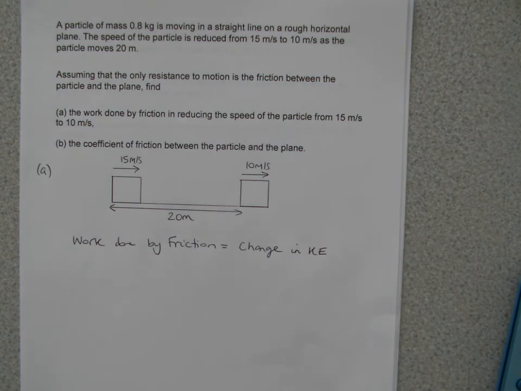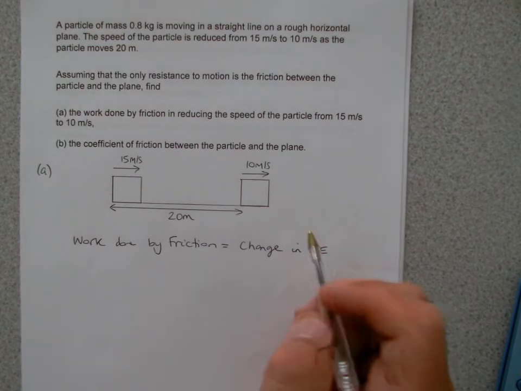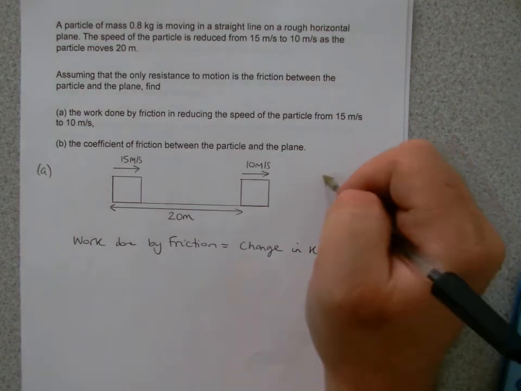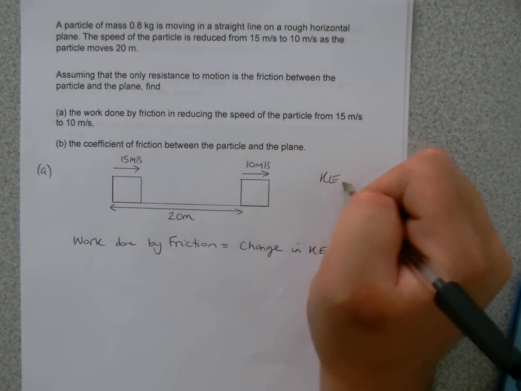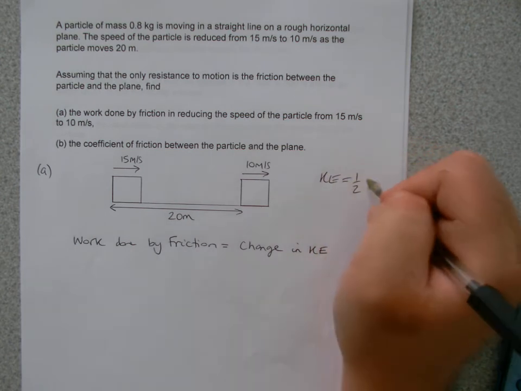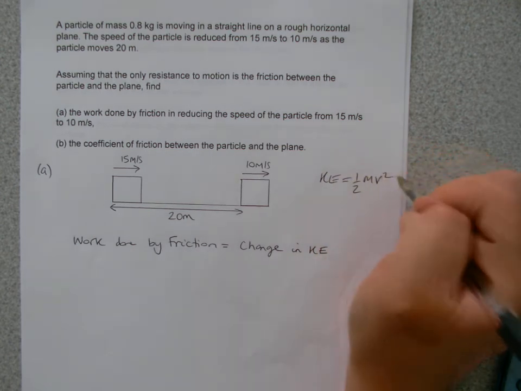There's no potential energy change here, because it's all on a horizontal plane. So there's no vertical movement, so we don't have to worry about the effect of gravity on energy in this case. We're just interested in the change in kinetic energy. Well, remember the formula for kinetic energy: kinetic energy is half times the mass times the velocity squared.